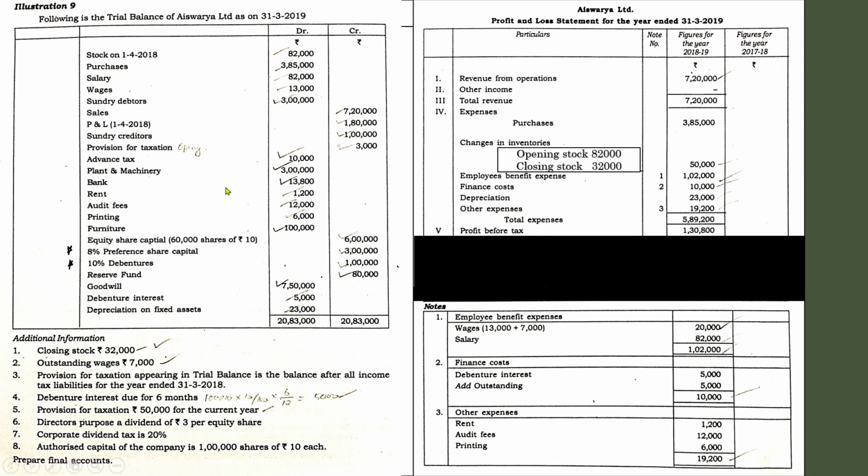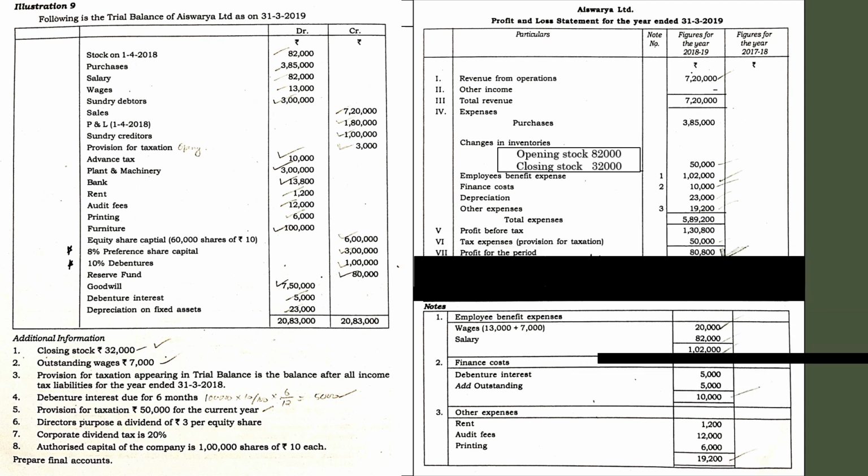Make sure whether there is any information regarding taxation. See in the additional information, it is mentioned that provision for taxation 50,000 for the current year. So deduct that 50,000 from the profit. So you will get 80,800. So this is the profit during the period.